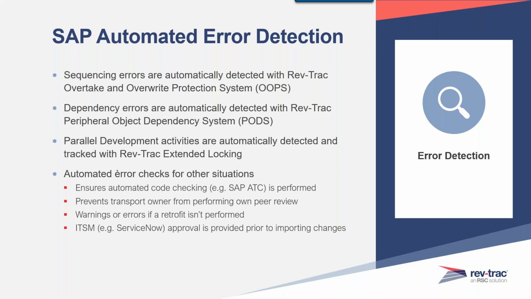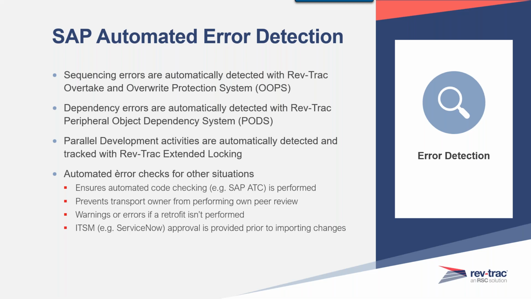Right, so people have been dealing with sequencing issues in Rev-Trac for 20 or 30 years, and we've had this OOPS functionality called Overtake and Overwrite Protection System to help with that. Several years ago, we introduced another error detection tool called PODS, Peripheral Object Dependency System, and that will help you understand if you're going to move a change into a target system, if there are any dependent transports that are not already in that target system or not included with that change. So we alert you before you go. We like to call it the look before you leap check.